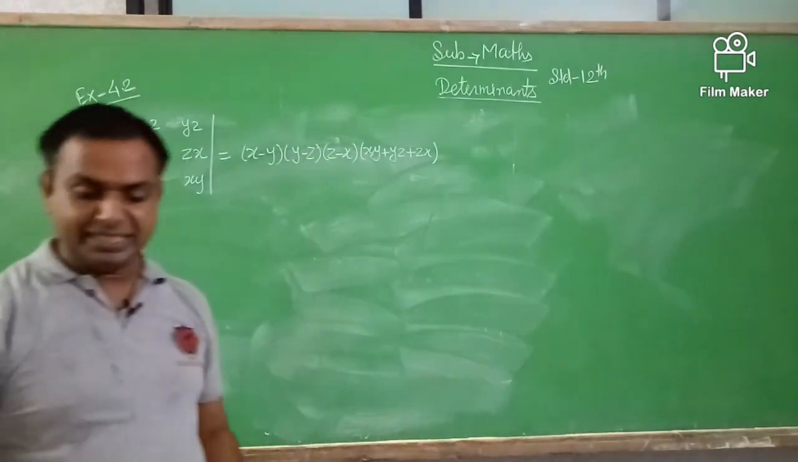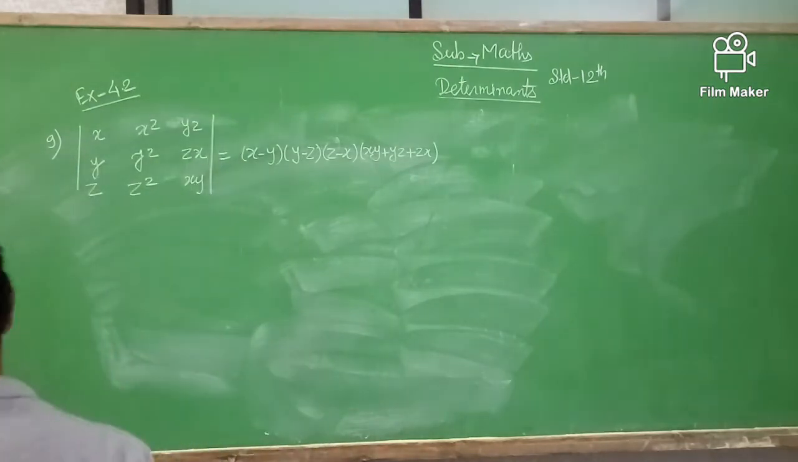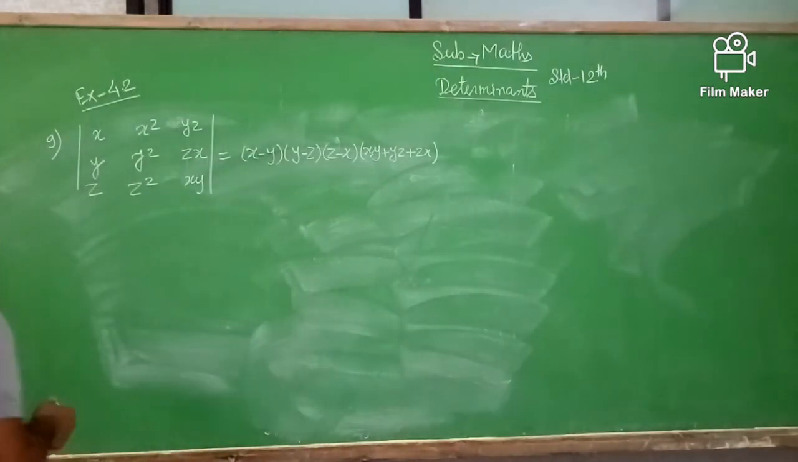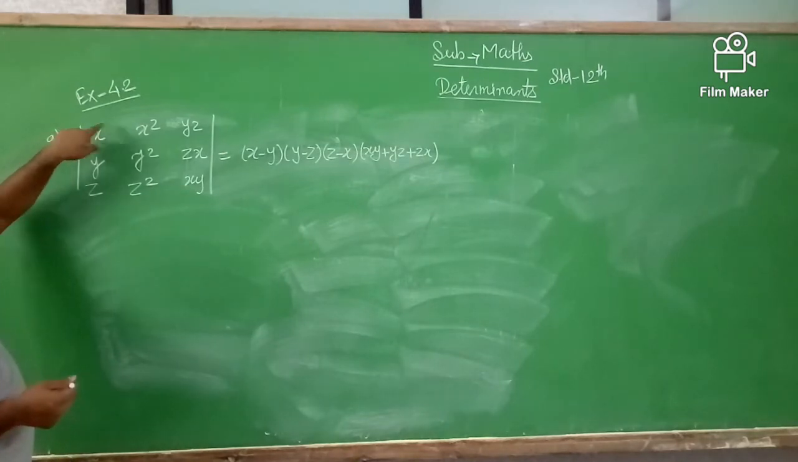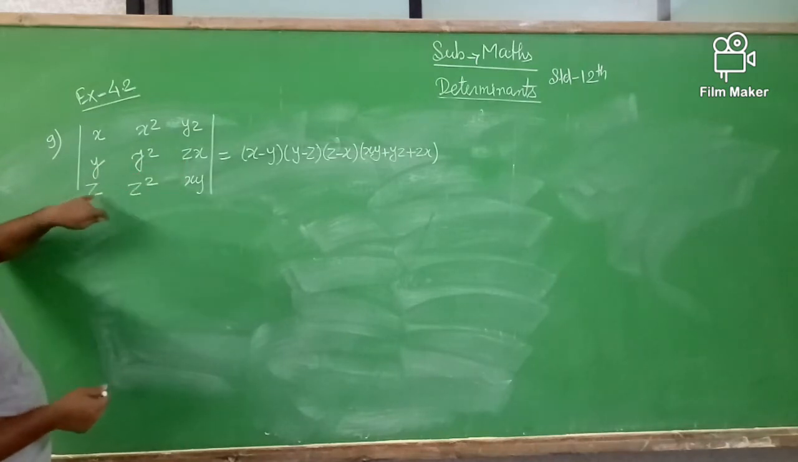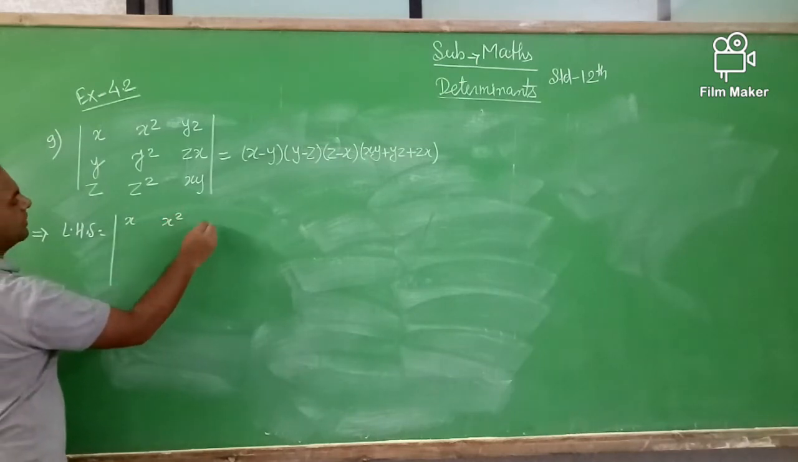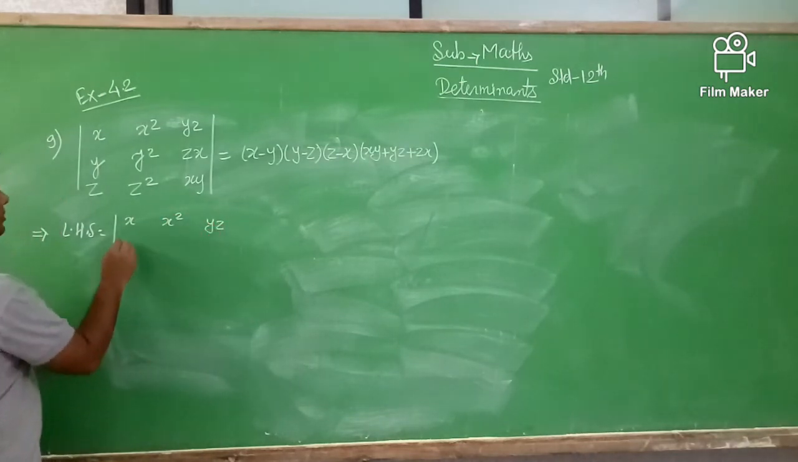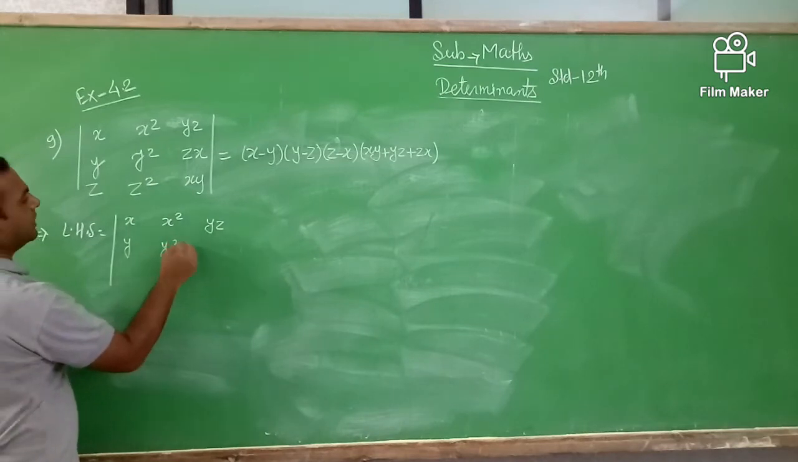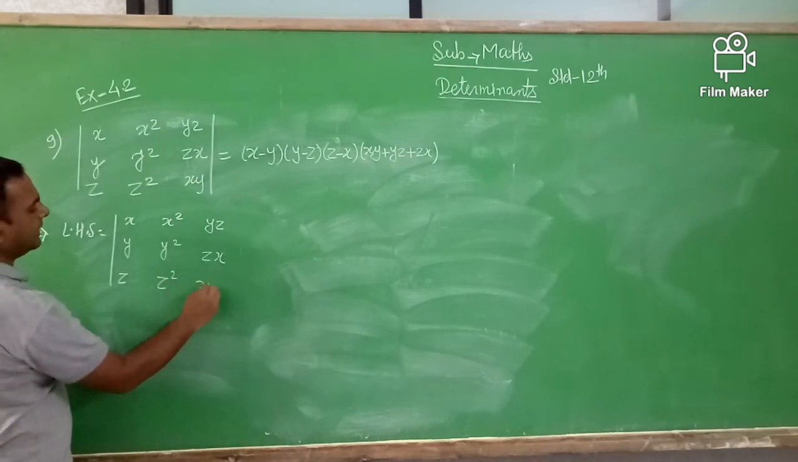xy plus yz plus zx. Okay, all of you see the question here. The question is given that this is a determinant: x, x square, yz; y square, zx; z square and xy. Then I take the LHS side. The LHS side is equal to x, x square, yz, then y square and zx, then z square and xy.